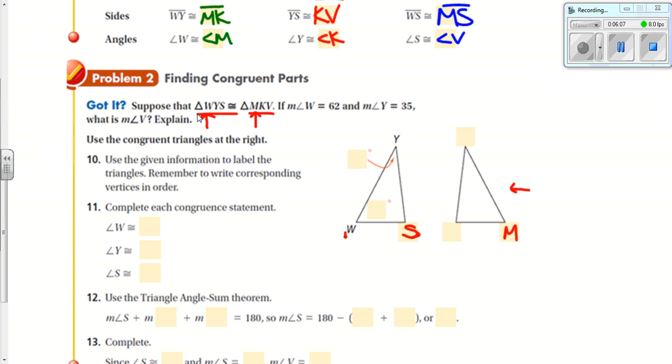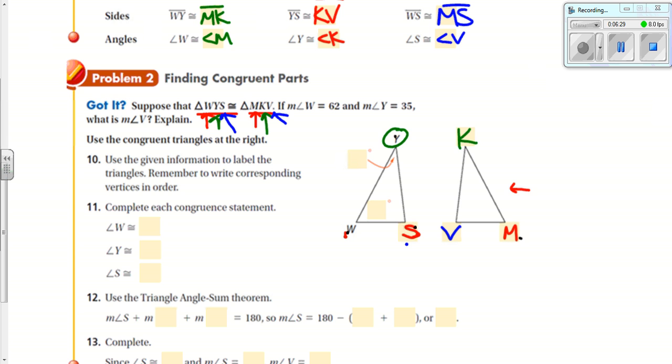So my next one is K, and K corresponds with Y. Well, Y is up here, so that means K is up here. And the last one, by process of elimination, is S and V. So if that's S, this is V right here. Okay, so I have triangle WYS is congruent to MKV.